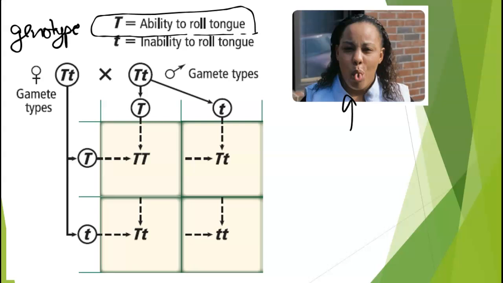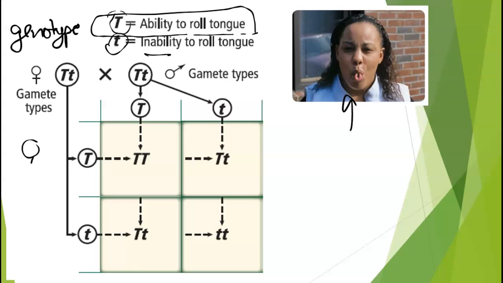Anytime an individual inherits at least one big T, they will be able to roll their tongue. If an individual inherits both little t's, they will be unable to roll their tongue. This is where the role of dominance comes in play. If you have at least one dominant genotype, one dominant allele, it will overpower the recessive, and you will only see the dominant characteristic. In this example, you also see the gametes.